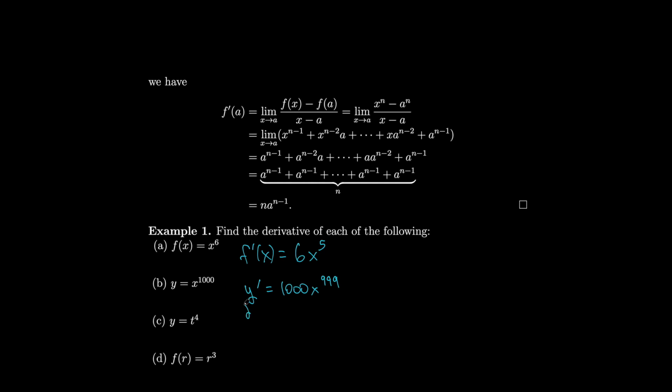For the next one, if we want the derivative, dy dt, that equals 4t cubed. 4 comes out in front. And for r cubed, how about we write it as the derivative d dr of r cubed is equal to 3r squared.